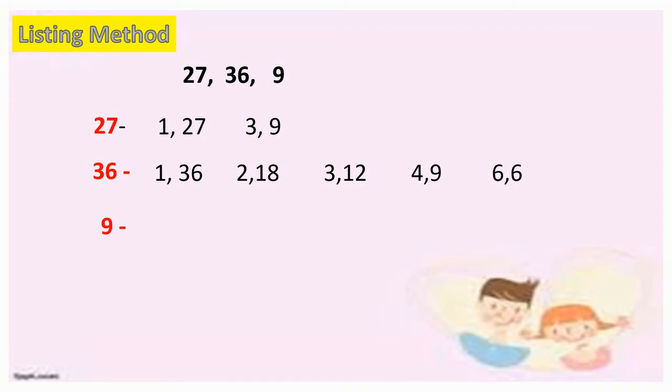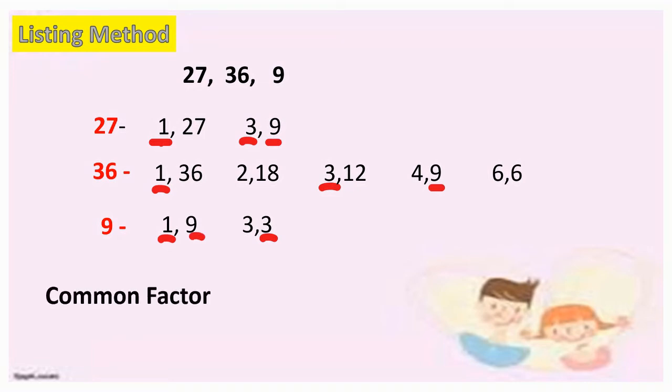Now look at their common factors. We have 1, then we have 3, and the last one, we have 9. Let's write it down. The common factors are 1, 3, and 9. Then the GCF of these three numbers is 9. Isn't that easy, kids? That is the proper way of finding the GCF using the listing method.